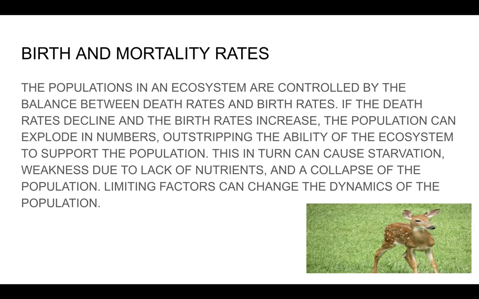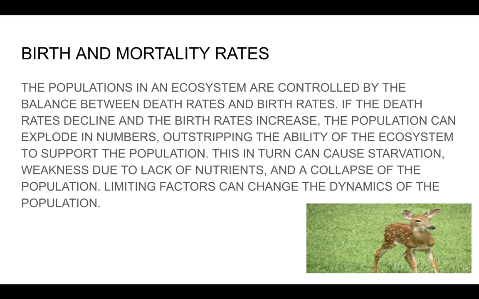Now, birth and mortality rates. The populations in an ecosystem are controlled by the balance between death rates and birth rates. And if the death rates decline and the birth rates increase, the population explodes in numbers, outstripping the ability of the ecosystem to support the population. And this in turn can lead to starvation, as was evidenced in the Kaibab in Arizona in the early 1900s. It can cause a collapse of the population.